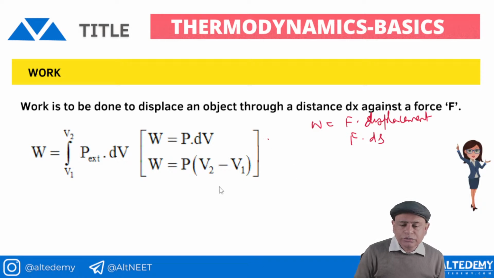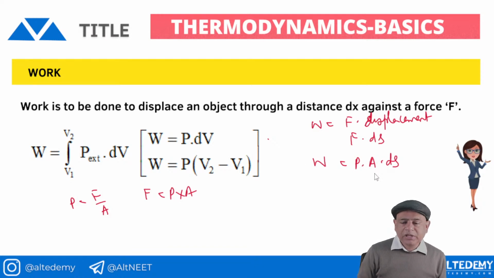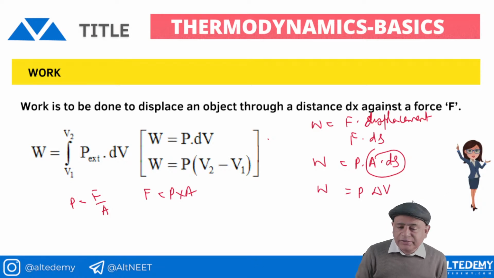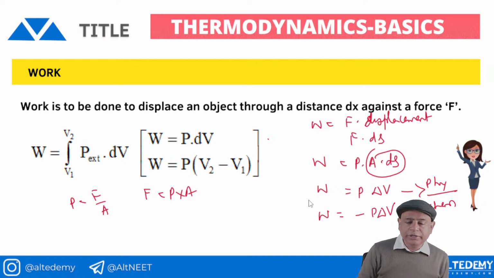Now, we also know that pressure is equal to force per unit area, right? So for force, we can write pressure multiplied by area. So we can write pressure multiplied by area multiplied by ds. This can be called work done. And this quantity can be written as delta V, change in volume. W is equal to P delta V. This we have studied in physics. But remember, in chemistry, you will always be using work done is equal to minus P delta V.